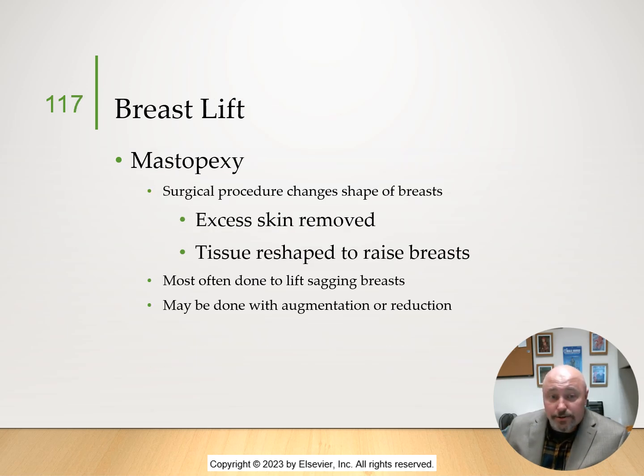Another cosmetic surgery is the breast lift, or a mastopexy. In this case, it's a surgical procedure to change the shape of the breast, remove excess skin, and reshape that tissue to raise the breasts.